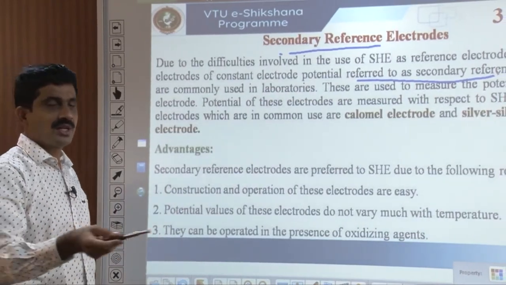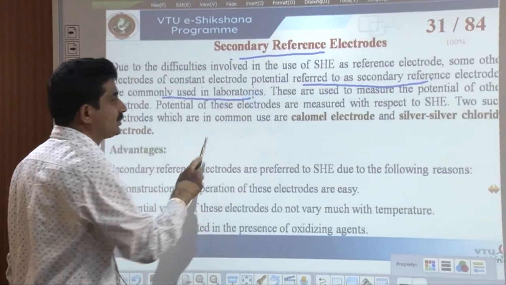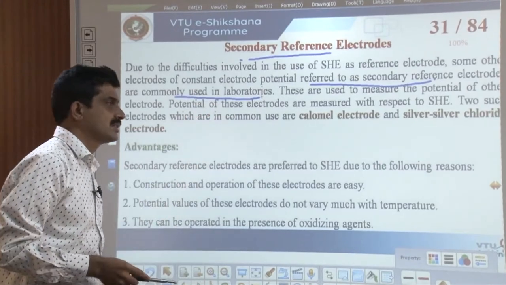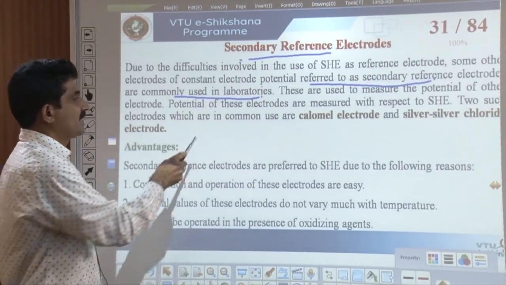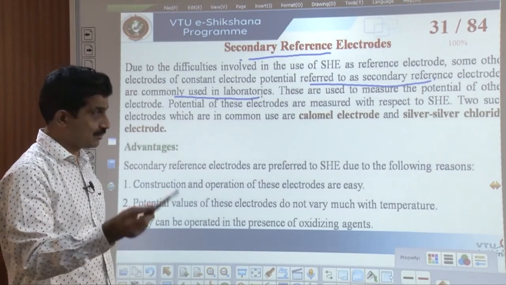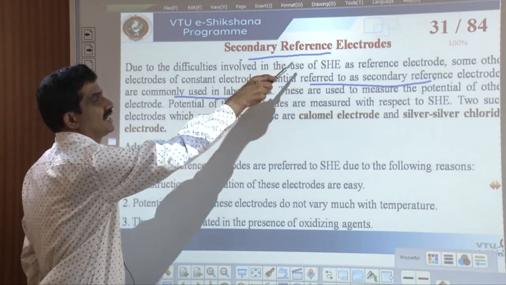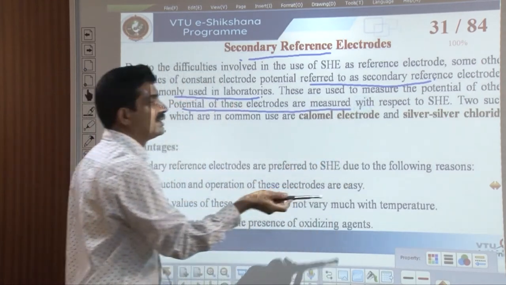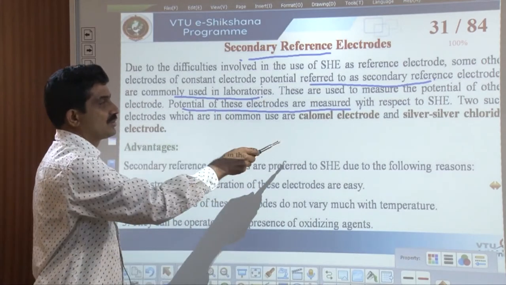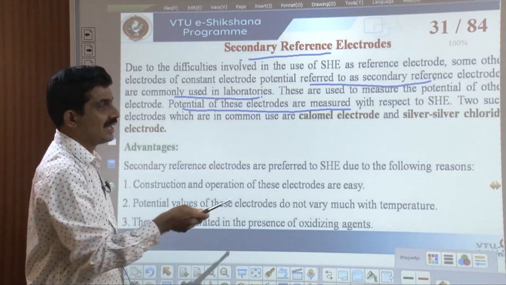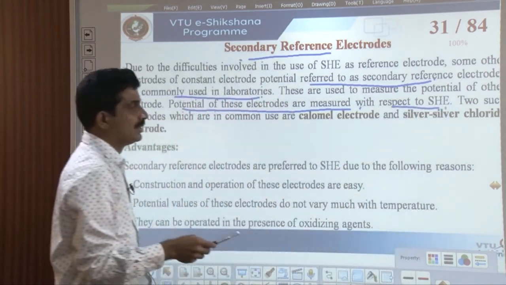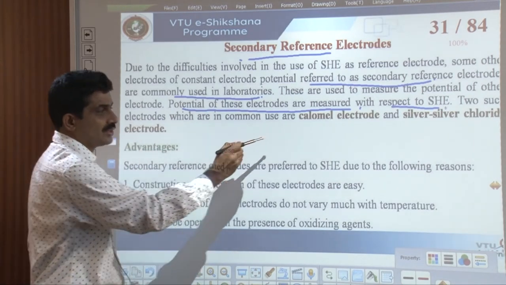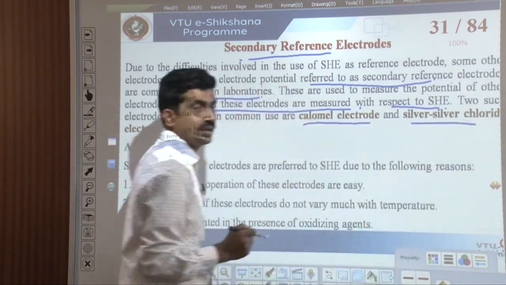These secondary reference electrodes are commonly used in laboratories to measure the potential of other electrodes. How were the potential values of these secondary reference electrodes measured? They were assigned again with respect to the standard hydrogen electrode only. Two such electrodes which are widely used are the calomel electrode and the silver chloride electrode.